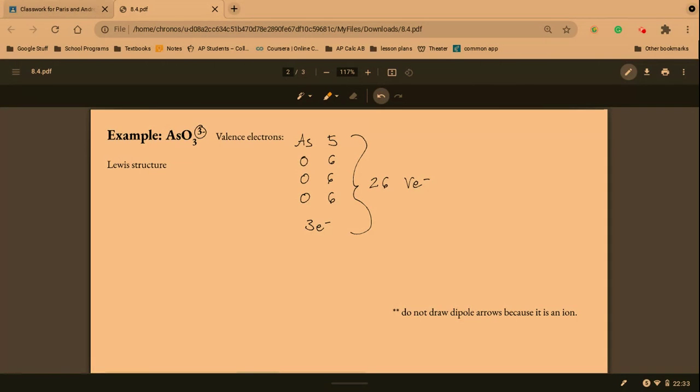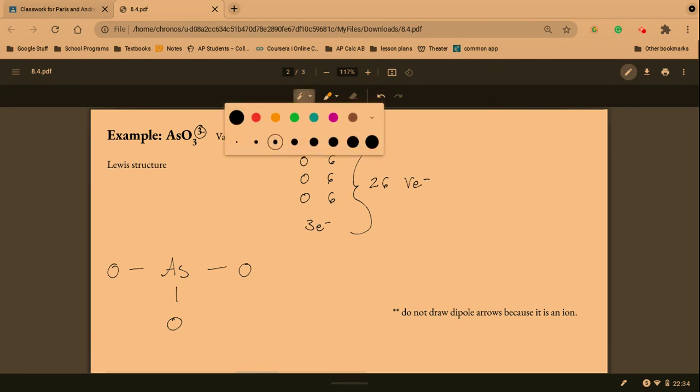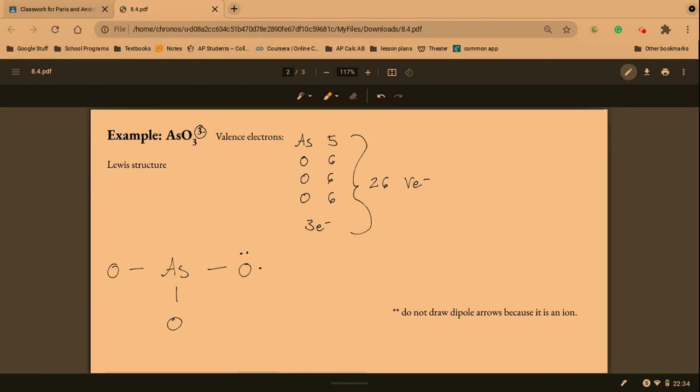From here, you make your Lewis diagram as usual. You put arsenic in the center with oxygen surrounding, and then you count out your 26 valence electrons: 1, 2, 3, up to 24. And since arsenic has an expanded octet, because it's beyond the third period, you can put those last 2 right up above there. All 26 of your valence electrons have been used.